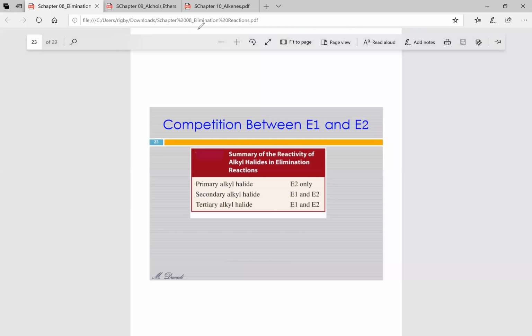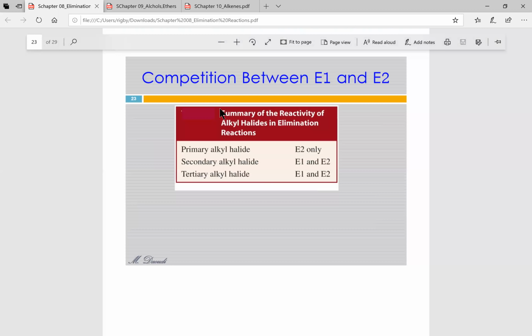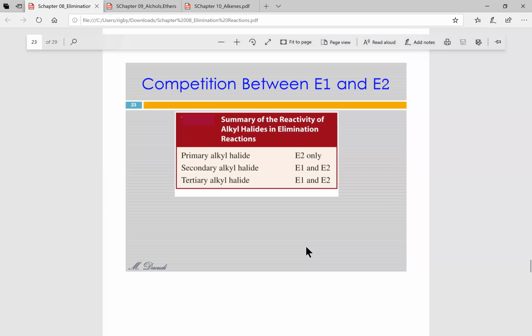Okay, so when we're talking about E1 versus E2, I have a chart for this that I'm going to switch my screen to in a moment. I'll just switch my screen to it now. Hold on.